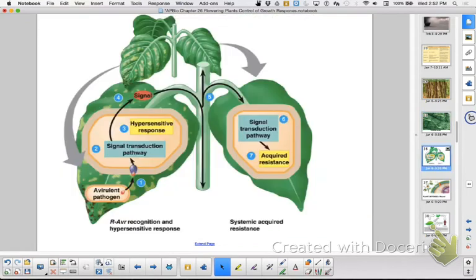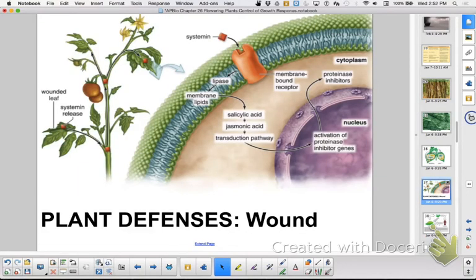You could protect yourself similar to an immune system. If you have a pathogen coming in and attacking you, again, you can have a receptor for that. Signal transduction pathway, you send a signal. And here we looked at systemin, which then can go through the entire system of a plant, and then protect the rest of the cells.